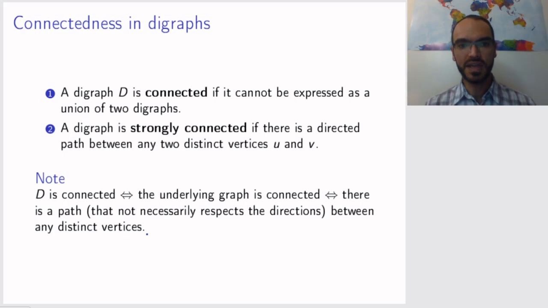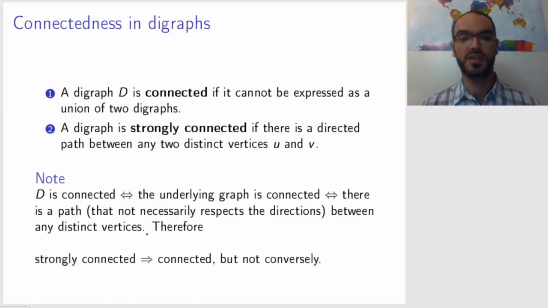So a digraph being connected means that there is a path not necessarily respecting the directions. Being strongly connected means that there is a path that also respects the directions. So that's why strongly connected actually is stronger than connected, so the name is good. Strongly connected implies connected, but not the other way around.